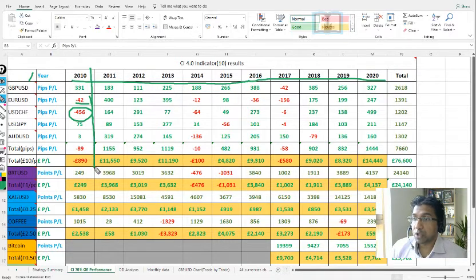So overall for the year, if you started off in 2010, you'd have got a drawdown of 89 pips, and at 10 pounds a pip, that's 890 pounds. For the next 3 years, it was more or less standardized. It was around the 10,000 mark. You can see all the currencies did perform well.